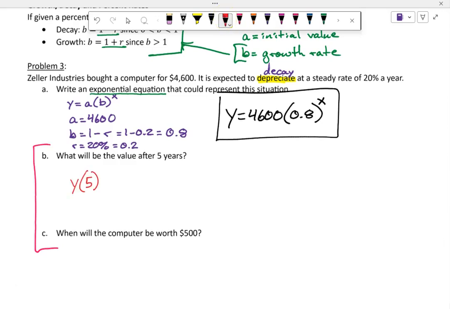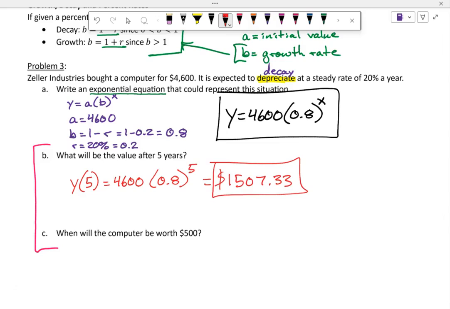All right, ladies and gentlemen, let's go ahead and check in on our answers. So for part B, again, we're plugging in 5. So that is going to 5 years. That's an input value. So that should be 4,600 times 0.8 to the 5. Did you guys get 1,507.33? There we go. So that is how much it will be worth after 5 years.